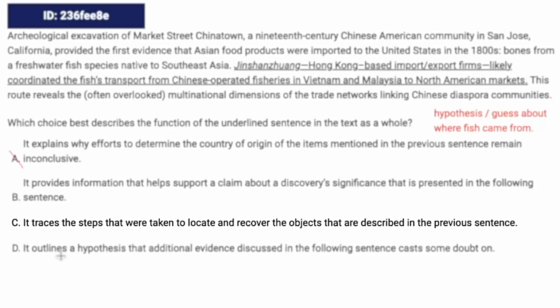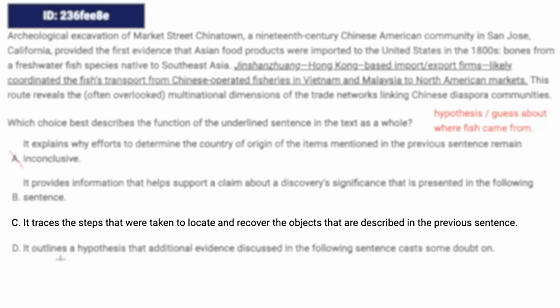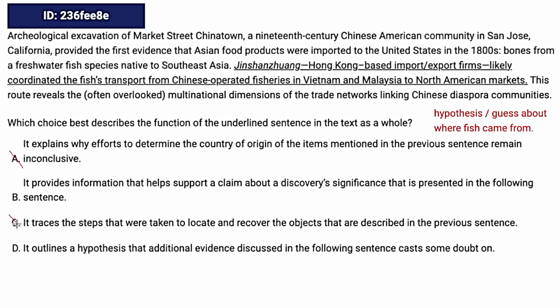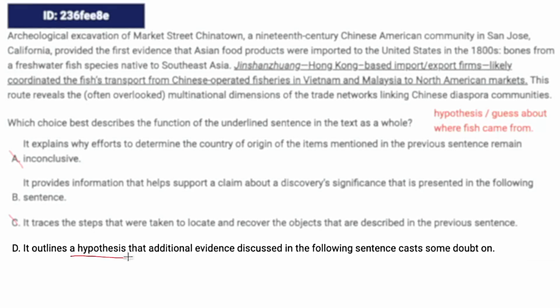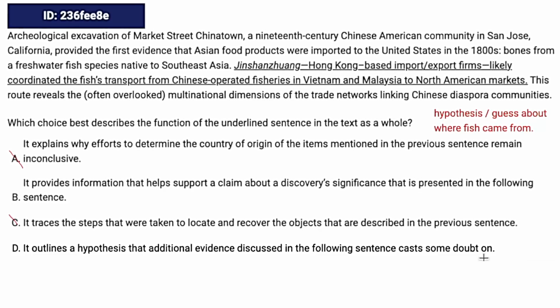So we'll keep B. C: It traces the steps that were taken to locate and recover the object. No, it does not. D: It outlines a hypothesis that additional evidence discussed in the following sentence casts doubt on. Ooh, okay. So this is tough. This answer is definitely trying to tempt me because it has hypothesis, and I know that it is a hypothesis, but we know that the following sentence actually explains why it is significant rather than casting doubt on it. So D is out. Our answer has to be B.